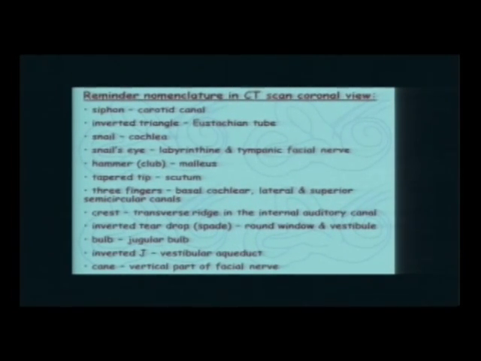The siphon is where the carotid turns around, the inverted triangle, the snail's eye, the club, the taper tip, the three fingers, the transverse ridge or the crest, and the spade looks like the round window when it's inverted, the inverted J, and the cane, which looks like the facial nerve.